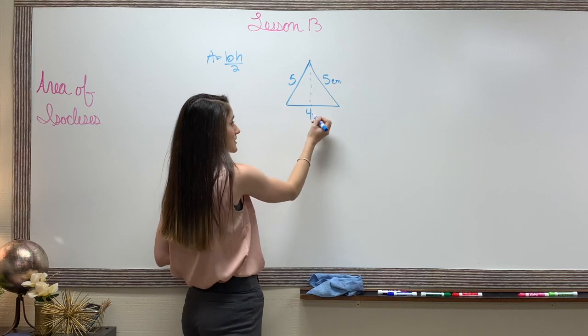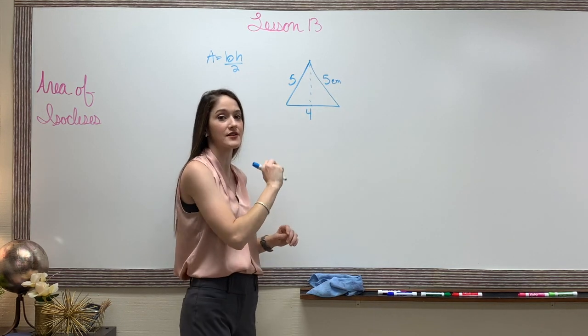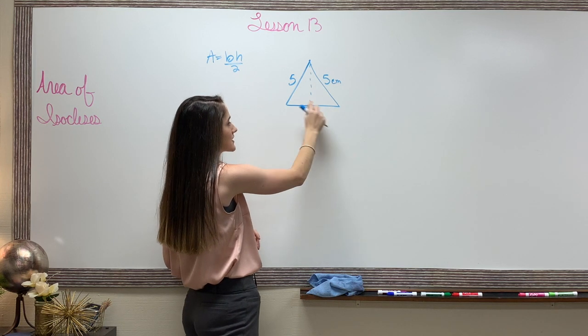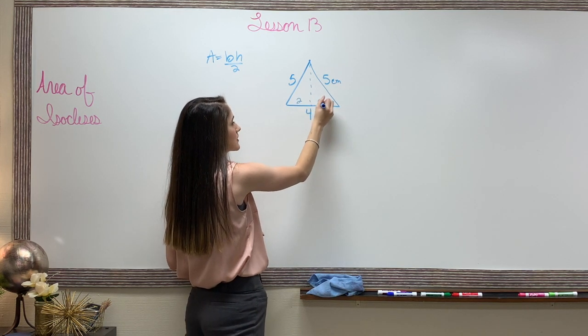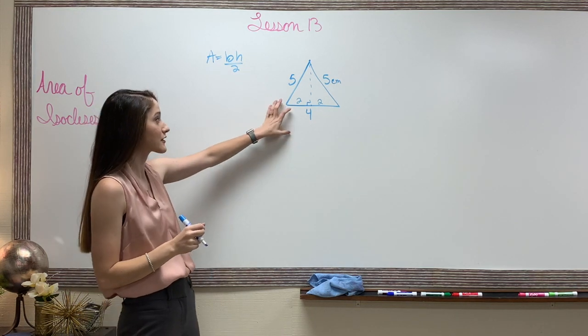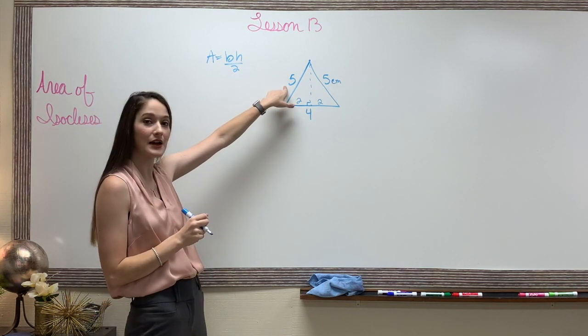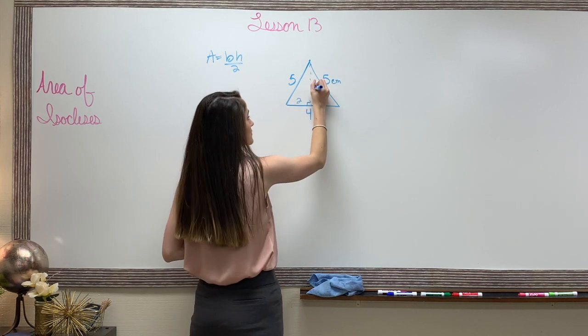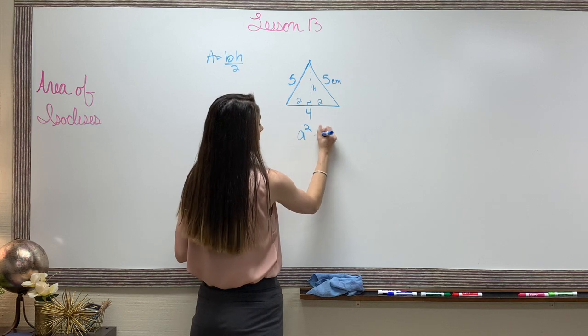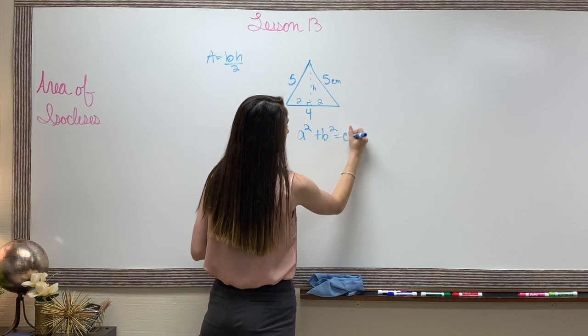So I've split this triangle in half. These are equal halves now, they're symmetrical. So if my whole base is 4, that means each part is 2. And I've just made two right triangles. So I can use the Pythagorean theorem, knowing 2 and 5, to find my missing side, which happens to be my height. So our formula is a squared plus b squared equals c squared.